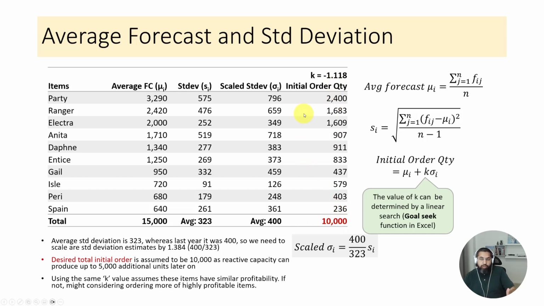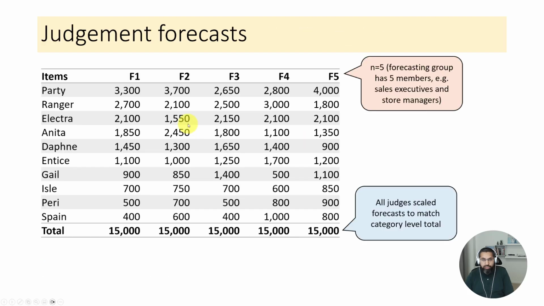I go up or down until the value of k gives me these numbers which sum to 10,000. So I'm just searching for k. I don't know what k is, but I pick a value of k which gives me 10,000 units total, and then I'm going to use that value of k, and these are going to be my order quantities. So let me show you how to do all this in Excel quickly.